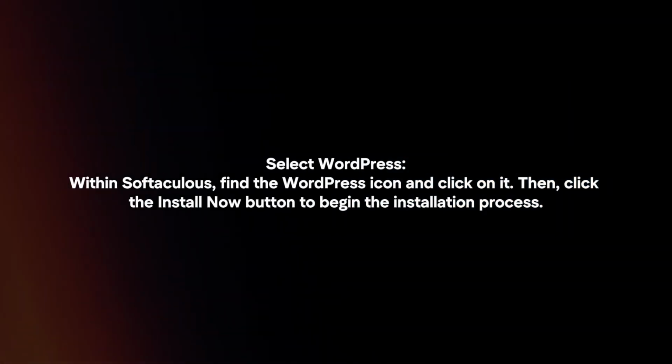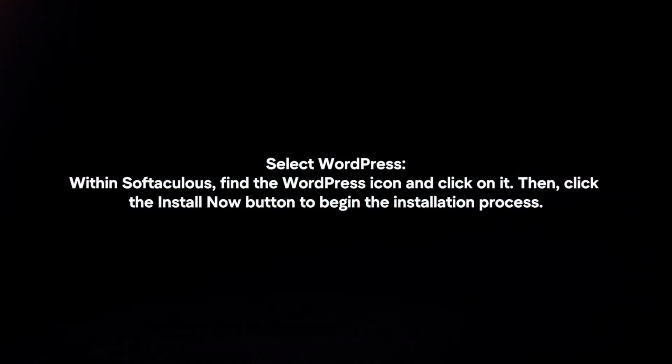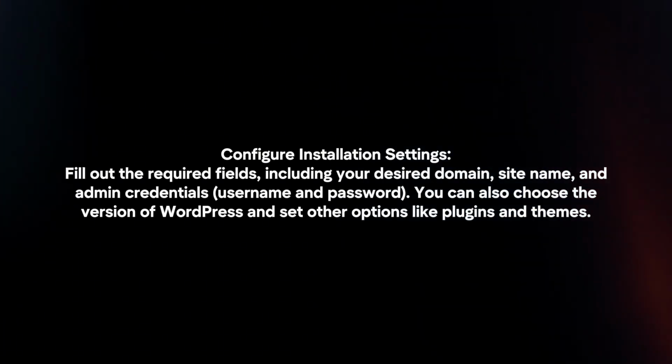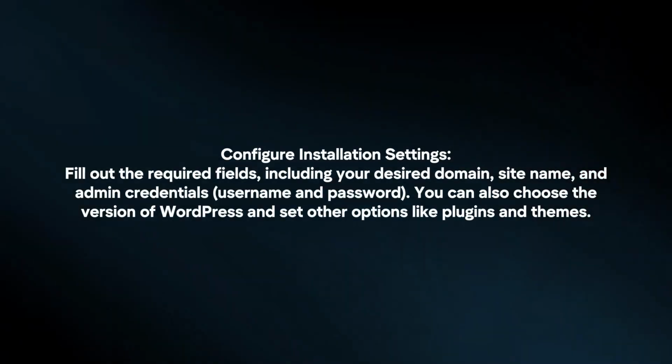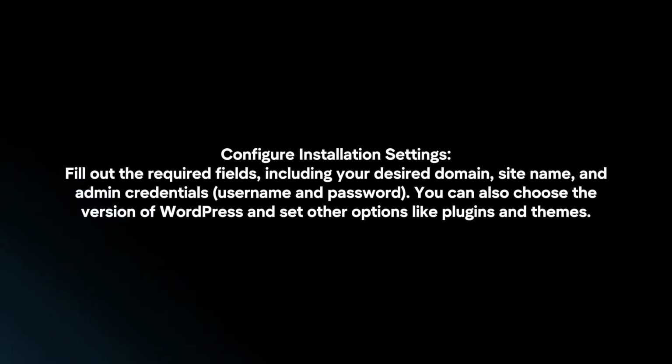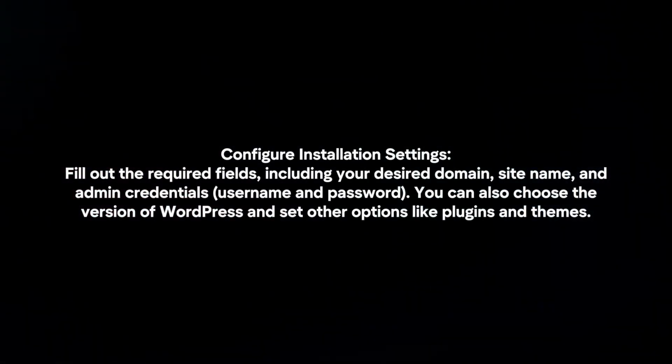Select WordPress. Within Softaculous, find the WordPress icon and click on it. Then, click the Install Now button to begin the installation process. Configure installation settings. Fill out the required fields, including your desired domain, site name, and admin credentials. You can also choose the version of WordPress and set other options like plugins and themes.